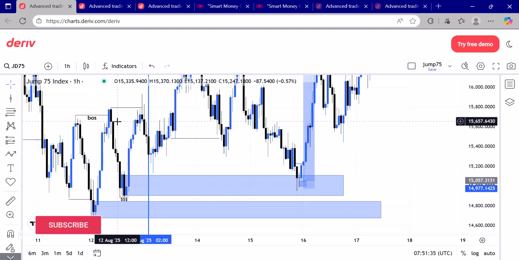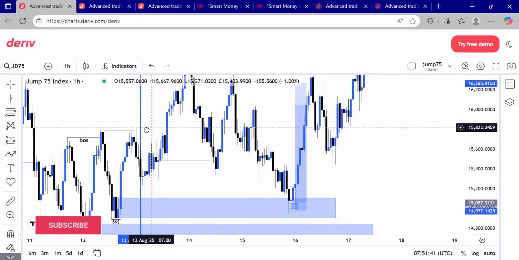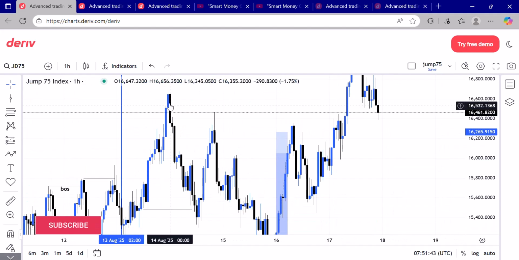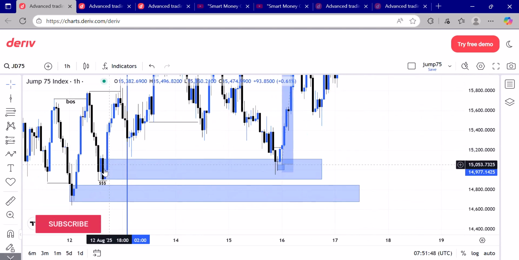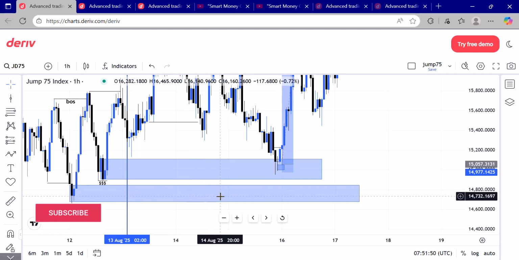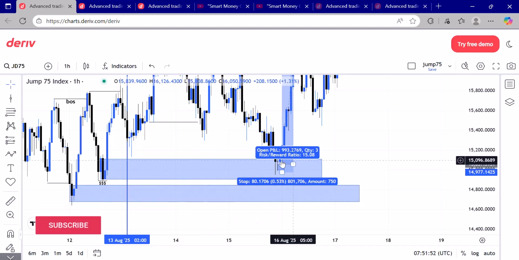Okay, so price came in. Of course, this zone also broke structure. Here there was a break of structure caused by this zone. Price went up, and then price came in and tapped into that zone. So instead of taking out this zone and acting in this other zone, price rather acted in this zone.